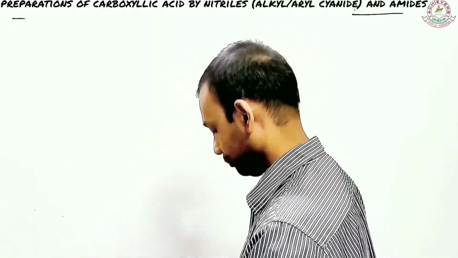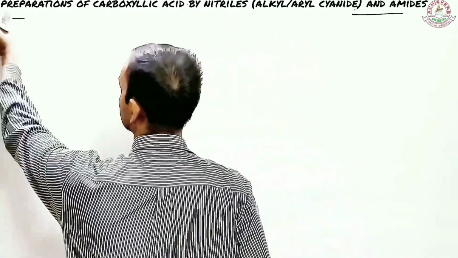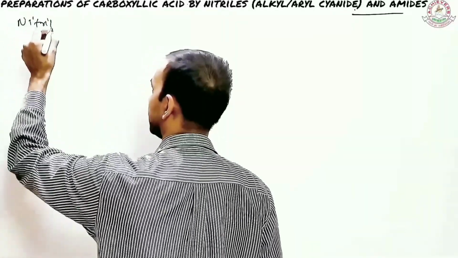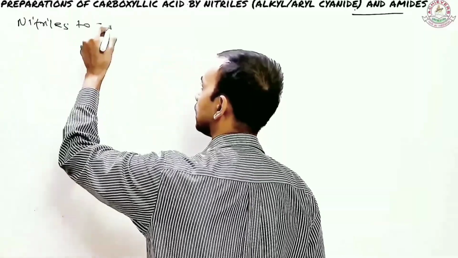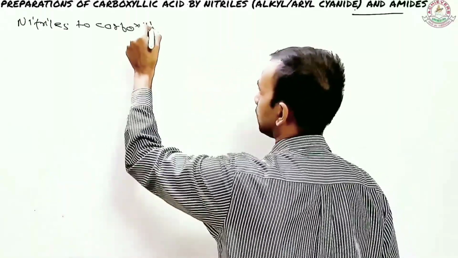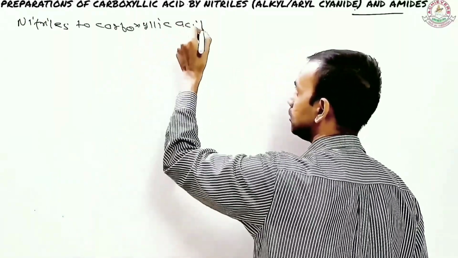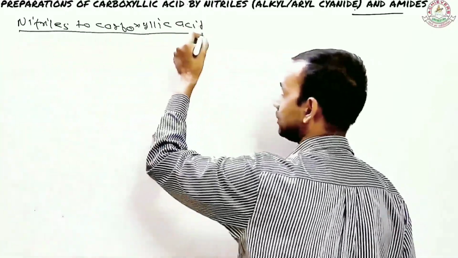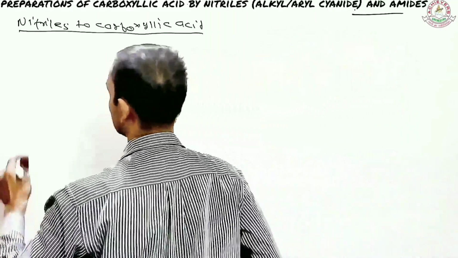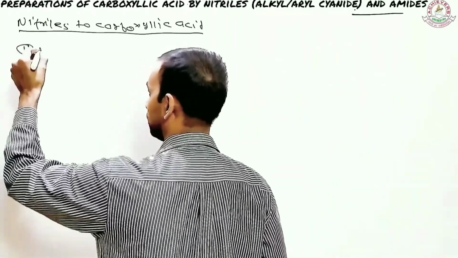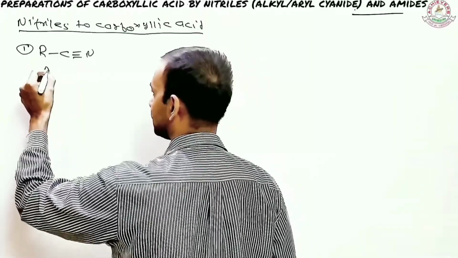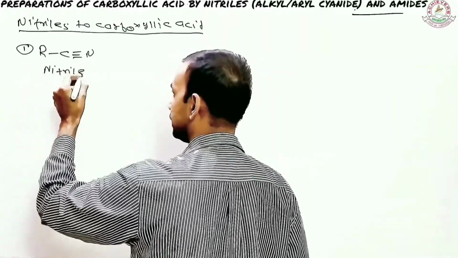So like I said, we have our very first topic, it's also a conversion, and that is called nitriles to carboxylic acid. Nitriles to carboxylic acid. You can consider this as a conversion, but you can also consider this as a preparation of carboxylic acid. So let's see how this happens. Let's take a very common example, that you have a nitrile. This is called nitrile. You also call it alkyl cyanide.